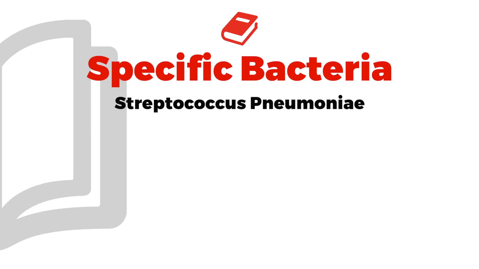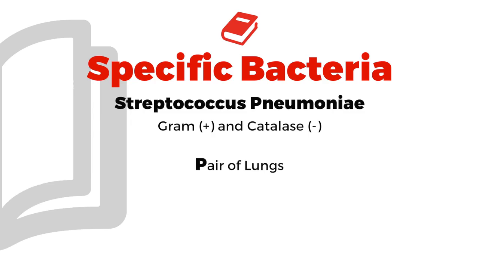Pay attention to this one. Kind of a quick visual on this. You want to think of it as it grows in pairs, okay? You guys know this is a gram-positive cocci. You know it's catalase negative. That's questions they've asked in the past. All strep are going to be catalase negative. It looks like this kind of pair, and I always kind of say in my mind, pair of lungs, okay? Because it classically affects the lungs.